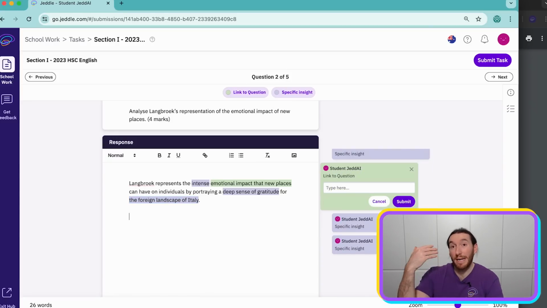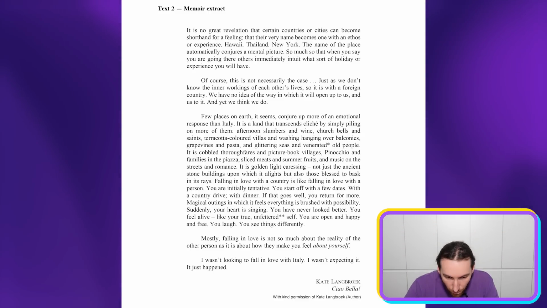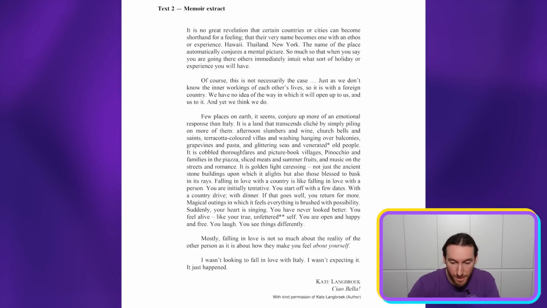Awesome. Now we need to quickly pump out those 3 sentences of analysis that we talked about. So let's go back to our text. We're going to go to that first quote that we identified in the reading time, or maybe it was after reading time, but quickly scanning through. We have no idea of the way in which it will open up to us and us to it. So there's this kind of reciprocal, back and forth relationship. It's kind of a two-way street in terms of the impact, but it's also unexpected.